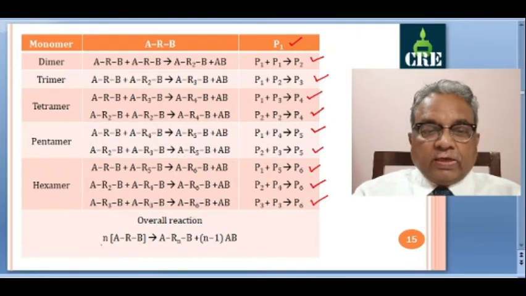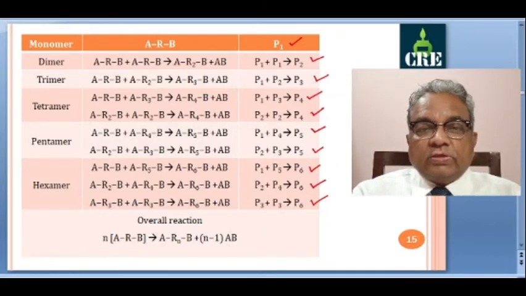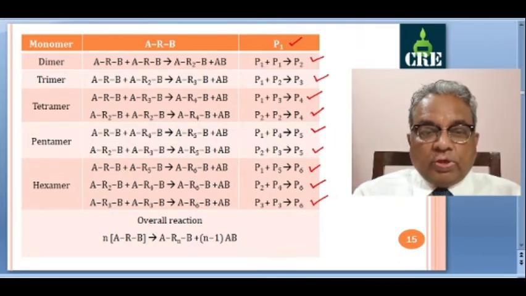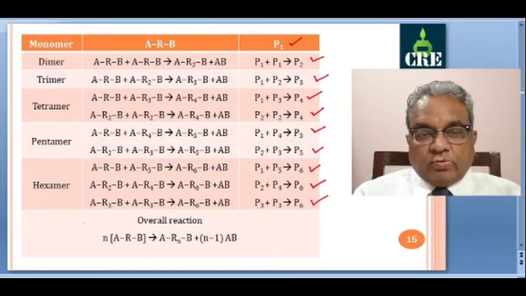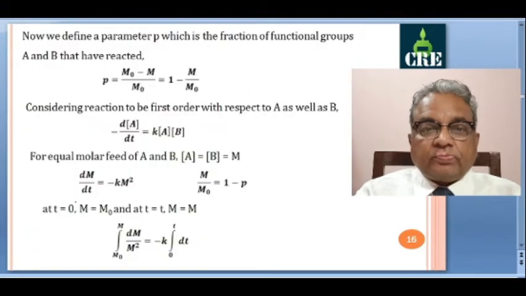So overall reaction I can write as N times ARB gives me A R N B plus N minus 1 AB. This is the water molecule. So this is N minus 1 because here you have simply ARB equal to P1. So one less molecule of water is formed. So this is the overall reaction.